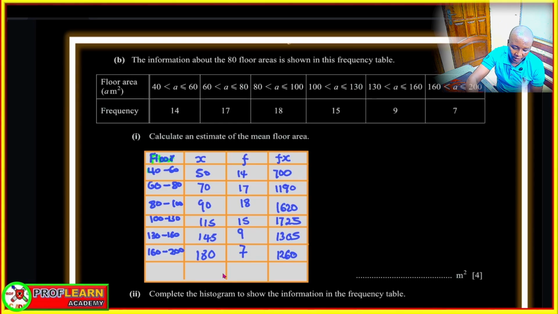Then for us to find the mean, we need to find the sum of all the frequencies, which is going to be actually 80. And we need to find the sum of the fx column. So if we add everything there, what are we going to get? Let's do it so that we can see what we're going to get.